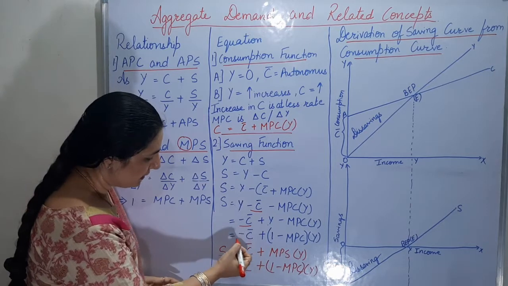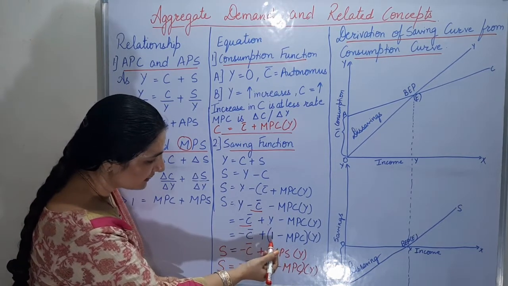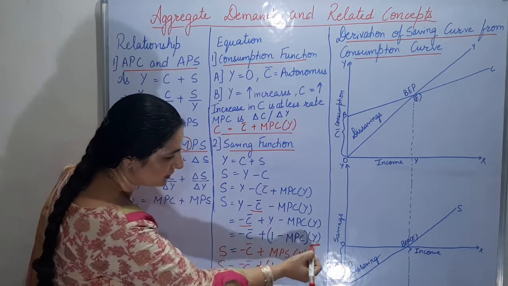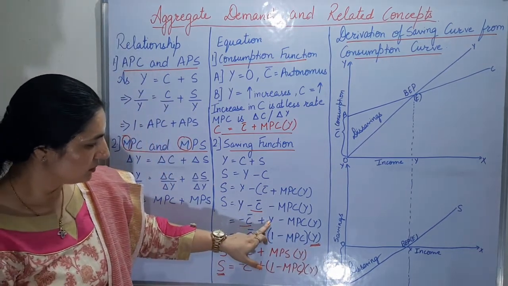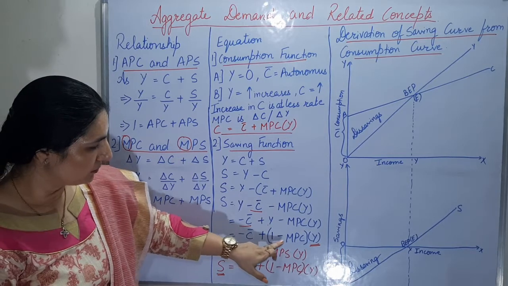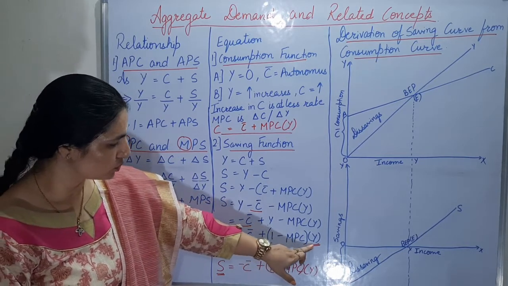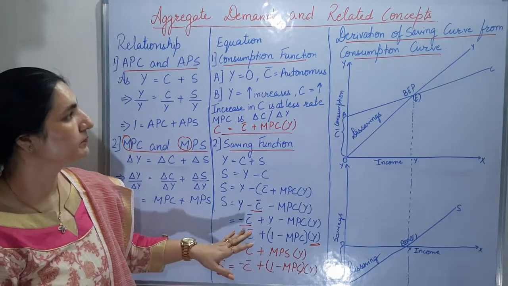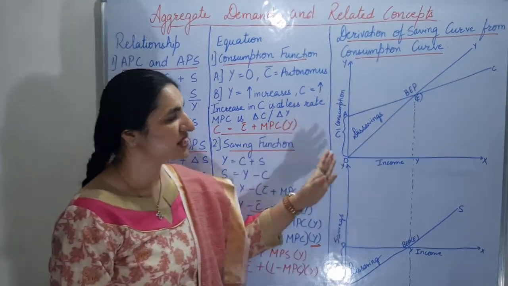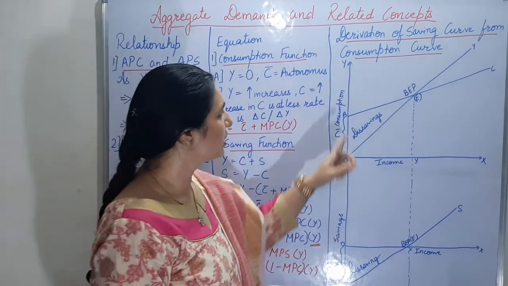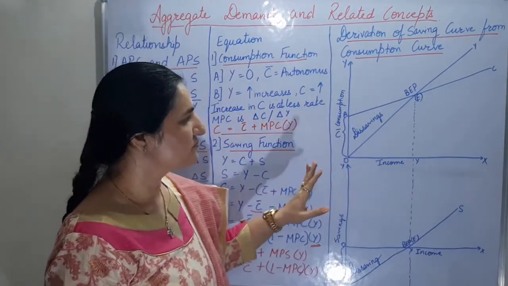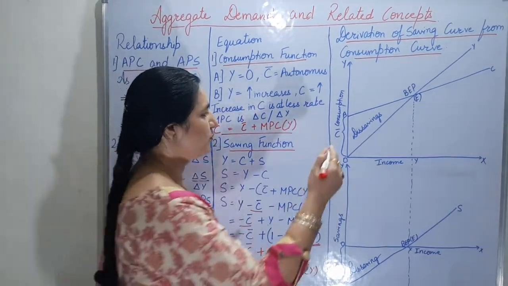In the next step, we have taken y as common, so it now comes to 1 minus MPC into y. So this is the equation of saving. Now let us derive the saving curve from the consumption curve. This is the consumption curve.